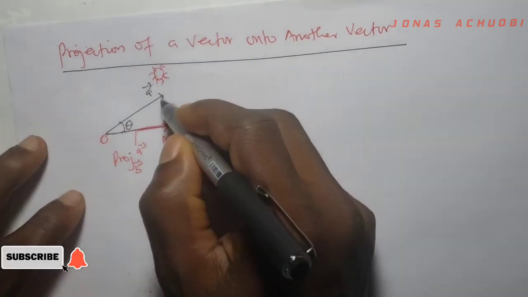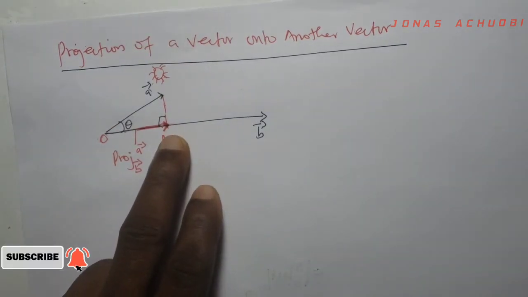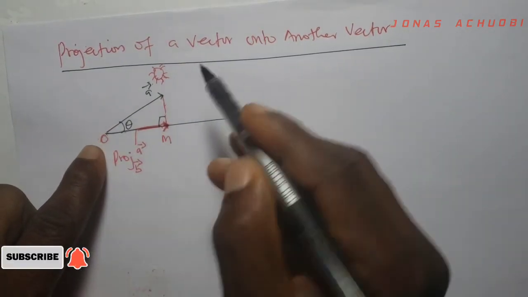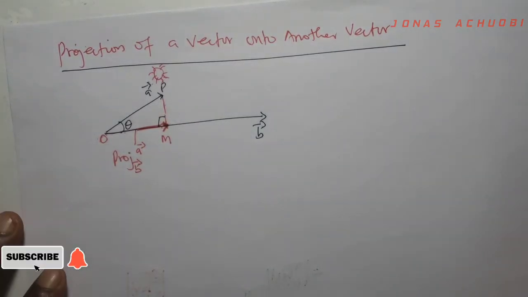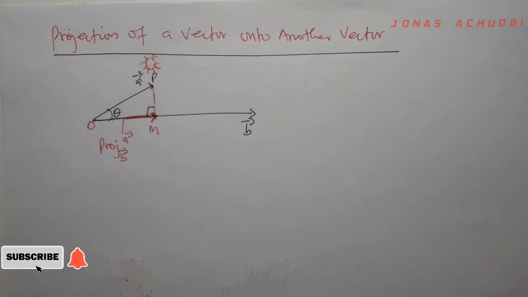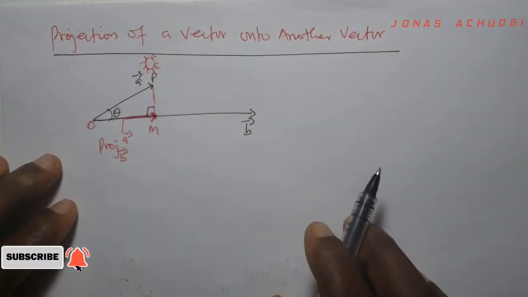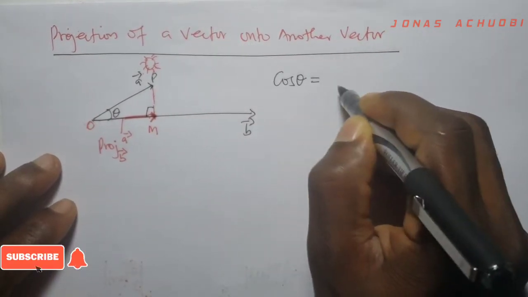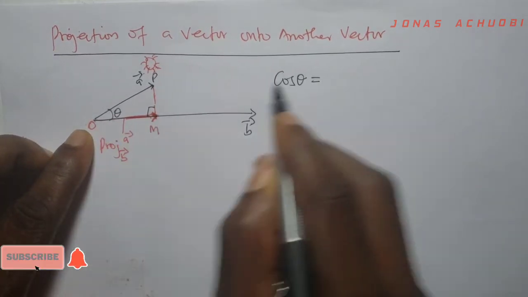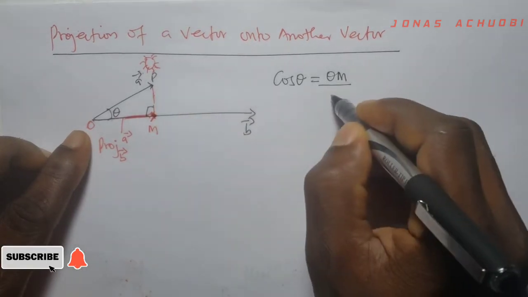So we have a rectangle formed at this point M, so that this triangle OMP becomes a right angle triangle. And so we can apply SOHCAHTOA here to get some relationships. This side is adjacent to this angle, and this is the hypotenuse. So we can write that the cosine of angle theta is the adjacent over the hypotenuse. What is the adjacent? OM. What's the hypotenuse? OP.